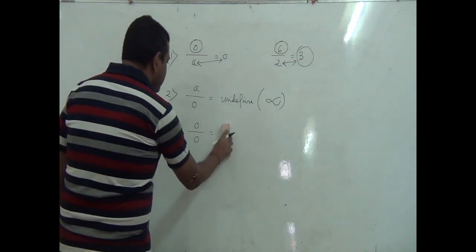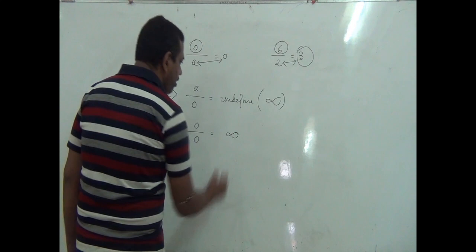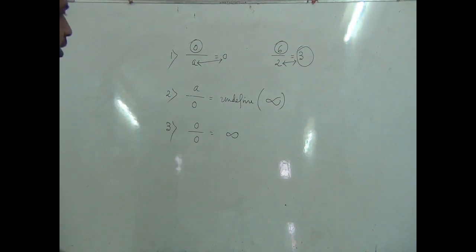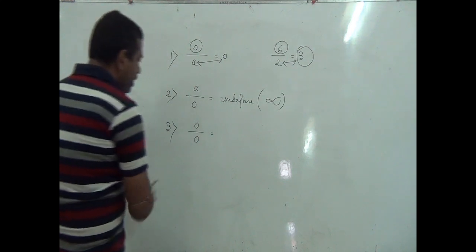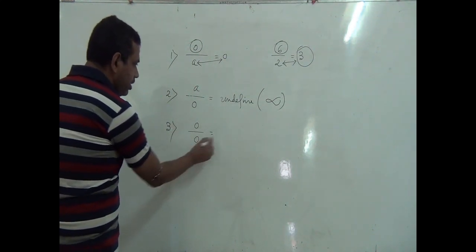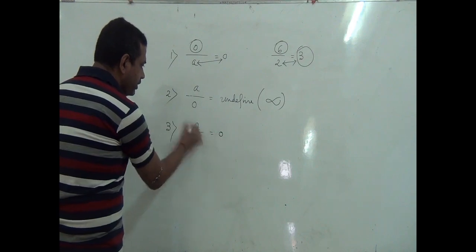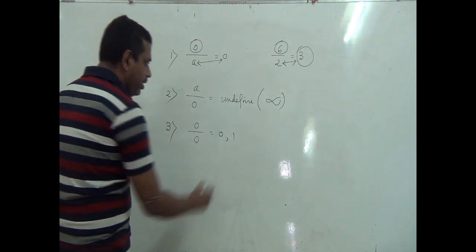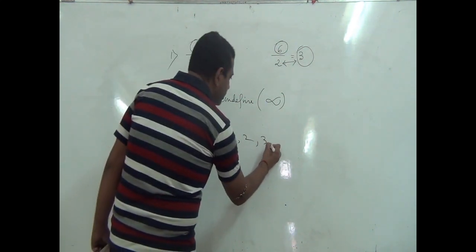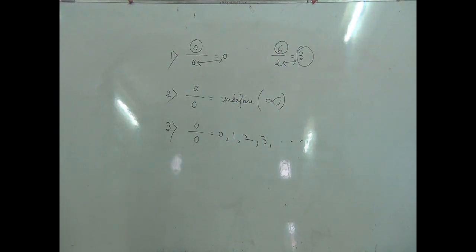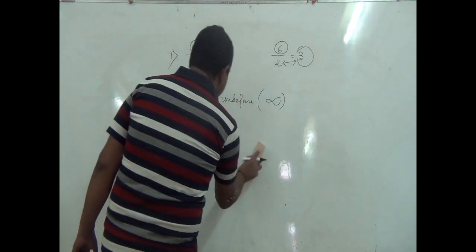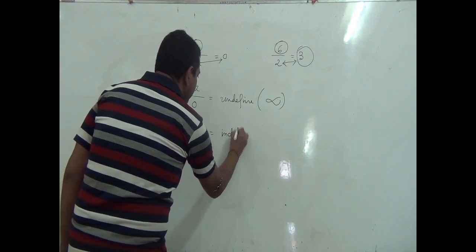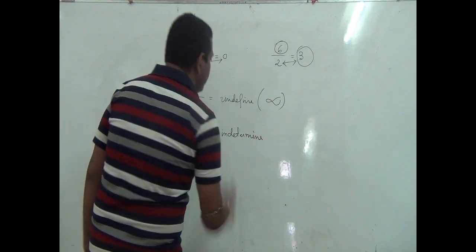Now what about 0 by 0? Whether it is infinity or not, that is, undefined or not. Here for 0 by 0, if we write 0, then 0 into 0 is also 0. If we write 1, then 0 into 1 is also 0. If we write 2, 3, this way. So here we see that we cannot determine what is our exact answer. So this is not undefined. This is indeterminate.